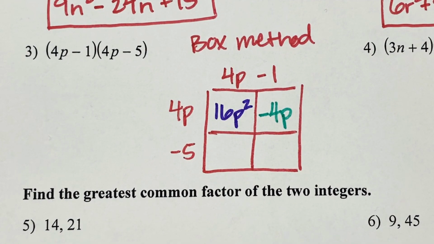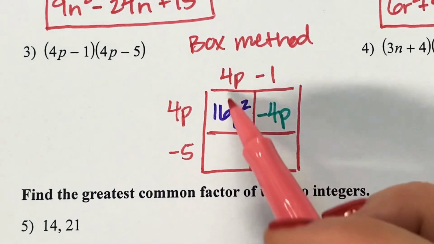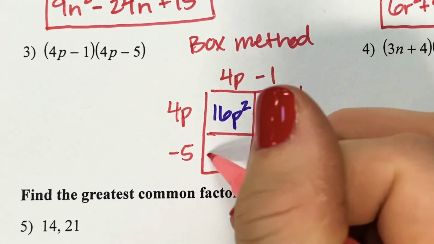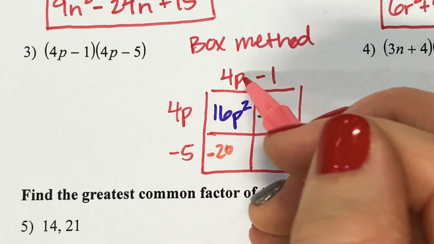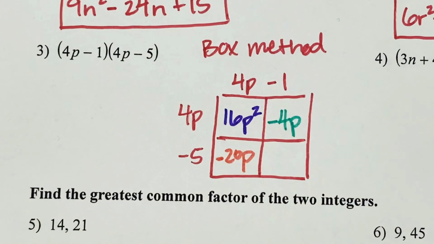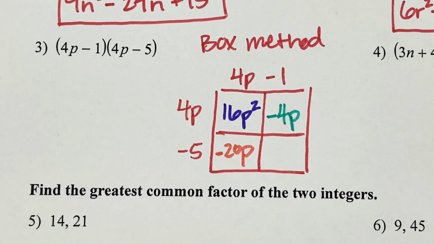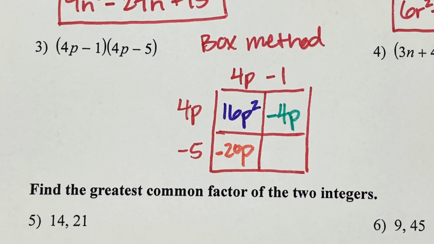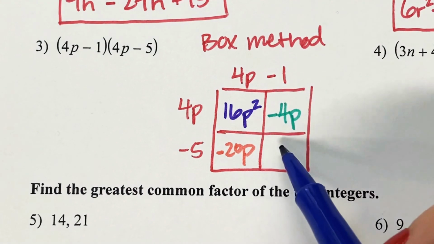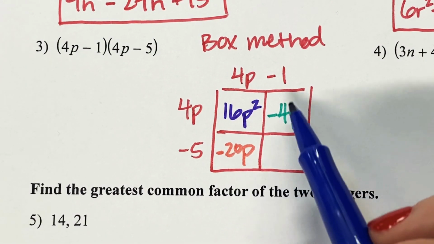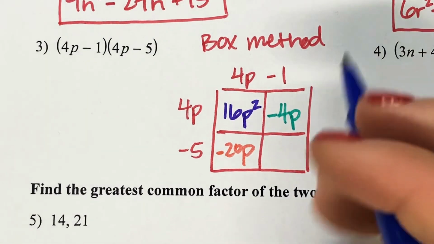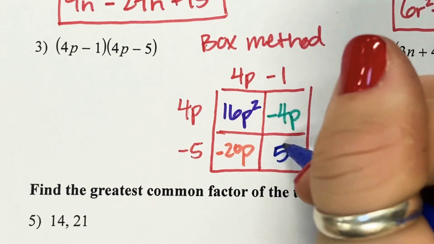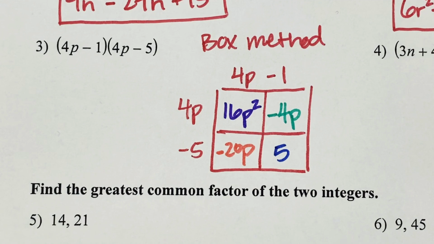Okay, let's do our next box. We have 4p times -5. So -5 times 4 gives me -20, 1p being multiplied, so -20p. Alrighty, and finally our last box lines up with -1 times -5. We have a negative times a negative, which is going to give me a positive, and 1 times 5 is just 5, so positive 5.